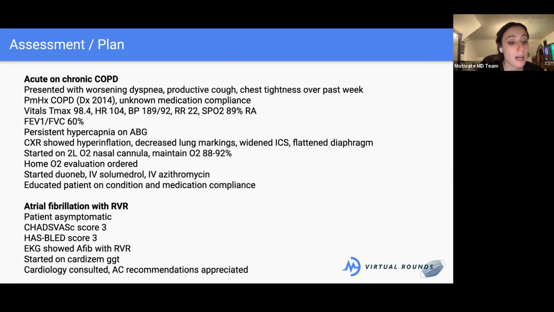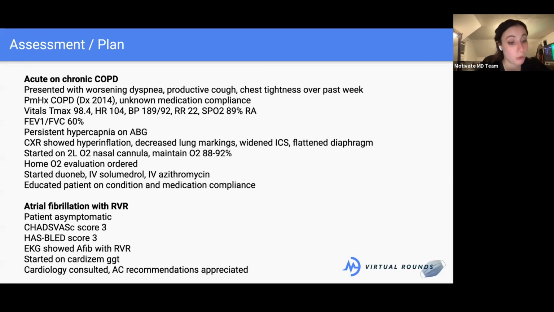His CHA2DS2-VASc score and his HAS-BLED score are both 3. So in internal medicine, when you do your regular hospitalist rotations, you'll see that sometimes they like to use these scores. And you can get them, there's a really cool app. It's called MDCalc or something like that, but you can do them right on your phone. It's great.